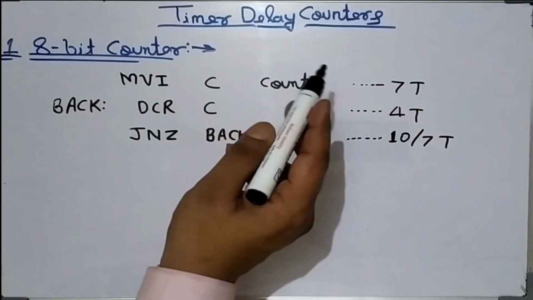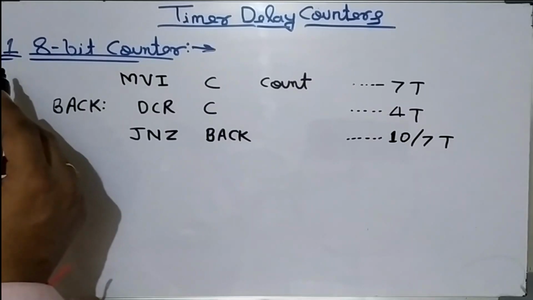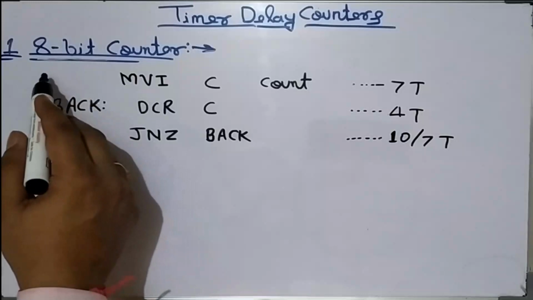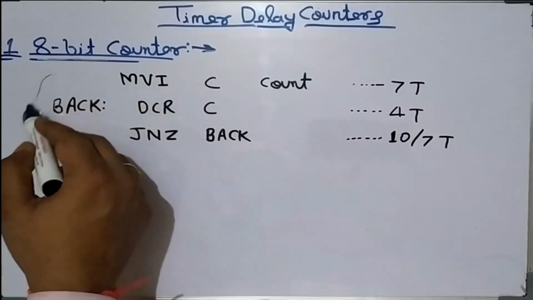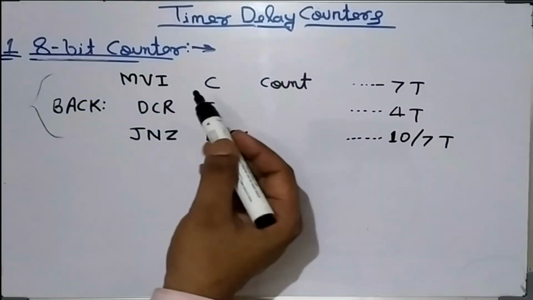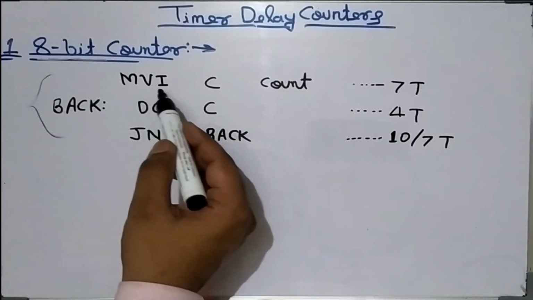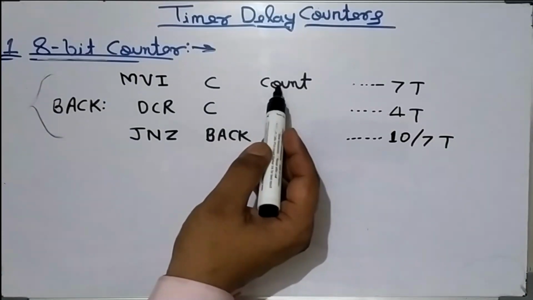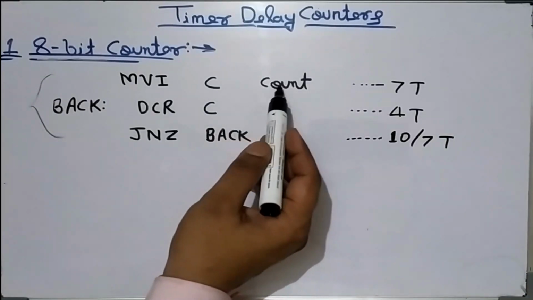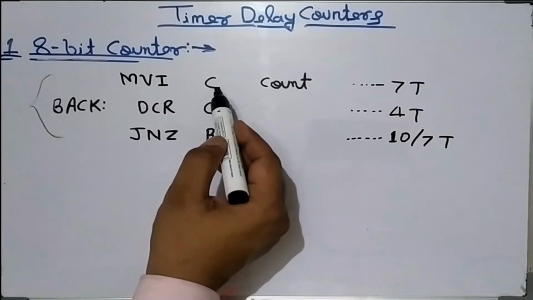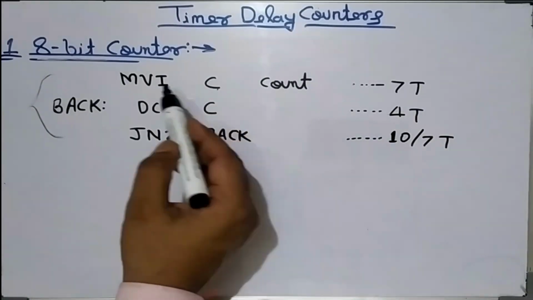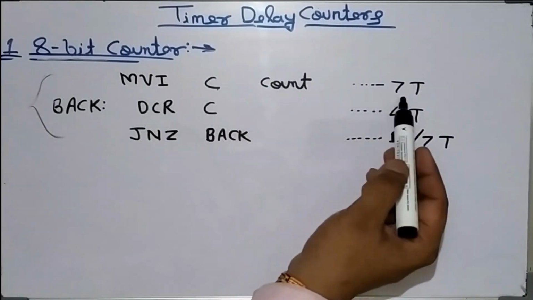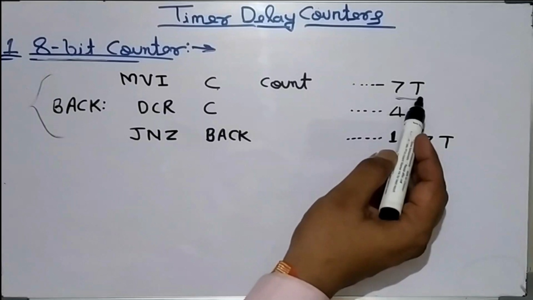Let us discuss timer delay counters. First of all, we will discuss the 8-bit counter. This is a very small program related to the 8-bit counter. Here, the first instruction is MVI C, count, meaning we have to put the value of the count to be stored in register C, the count register. Since this is immediate addressing, this instruction will consume 7 T states.